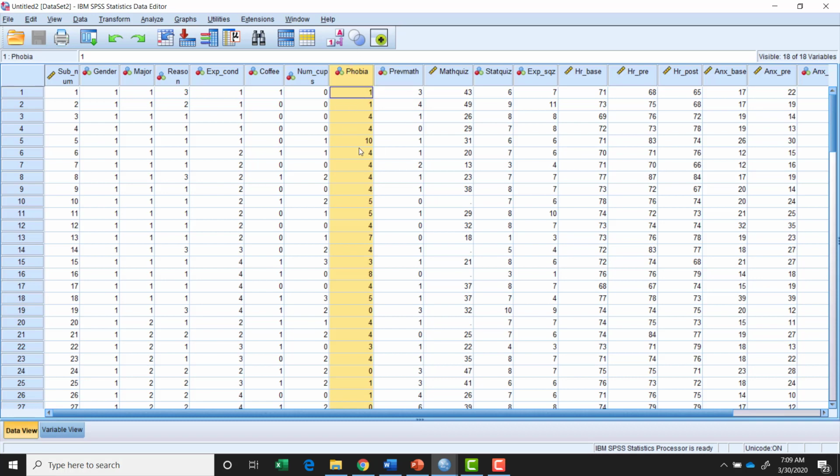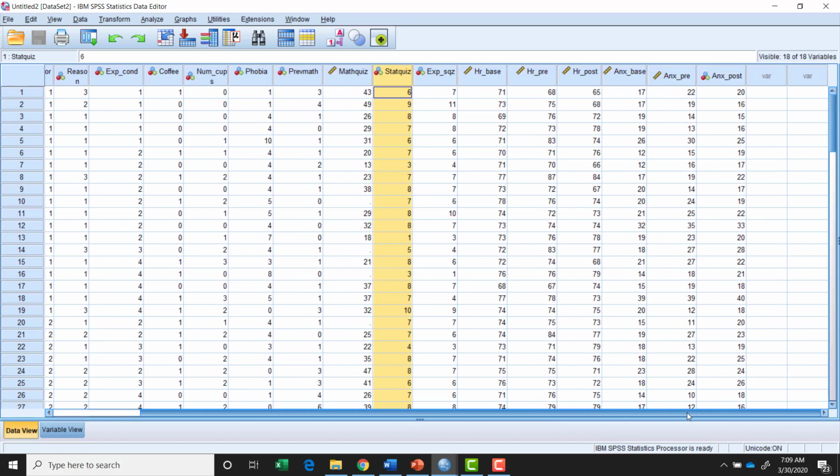We have some maybe psychological scale of phobia or fear of statistics, their previous math experience, what they scored on the test. Then we have some measures of heart rate: their base heart rate, the heart rate directly before the exam, the heart rate directly after the exam. And we have, again, some scale, an anxiety test, very similar. And we measure their base level of anxiety. So this person here is obviously a very generally anxious person. And then we can measure it directly before the test and also directly after the test.